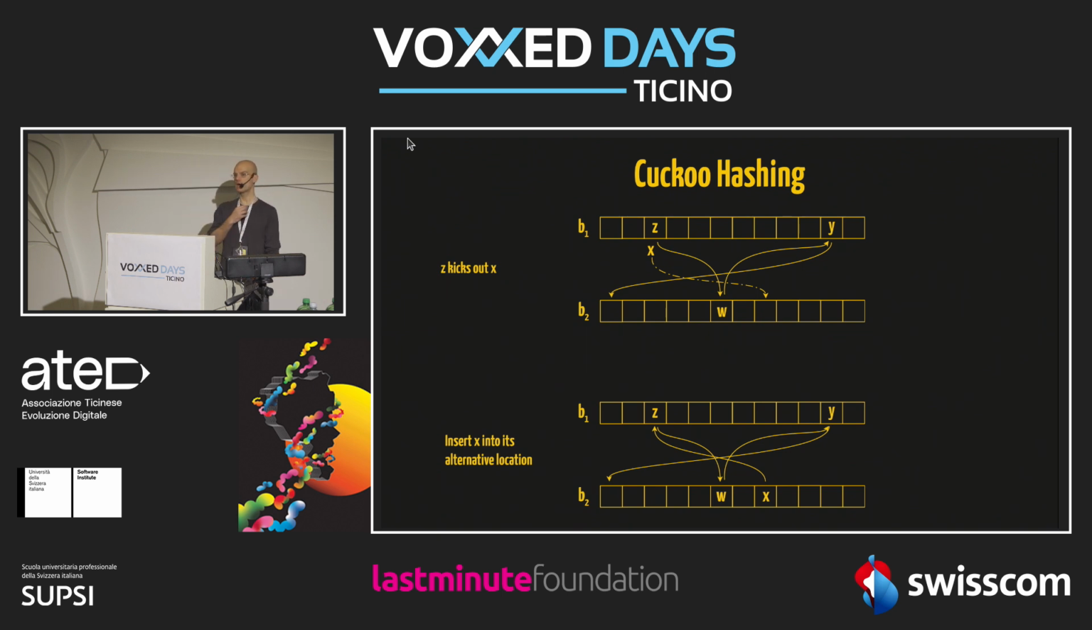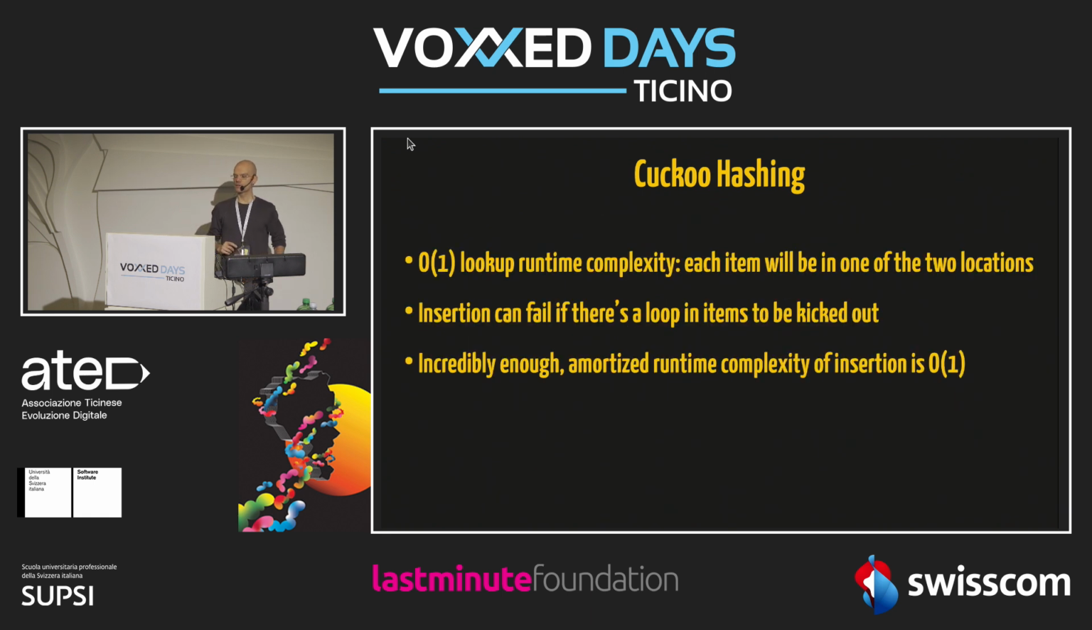So this is how it works. And we will see later in the code how to address the recursion issue. But what is cool about cuckoo hashing is that the lookup runtime complexity is constant, because given the two hash functions, we only have two places to check in the arrays. So it's really, really fast.